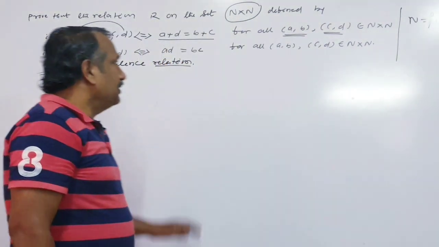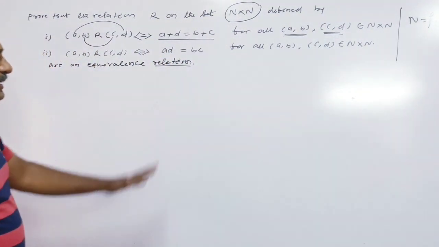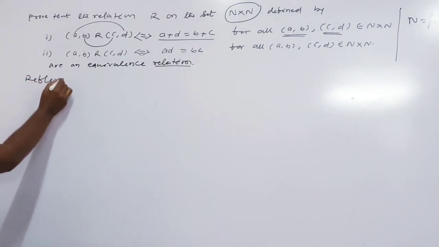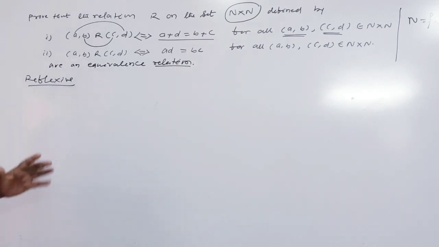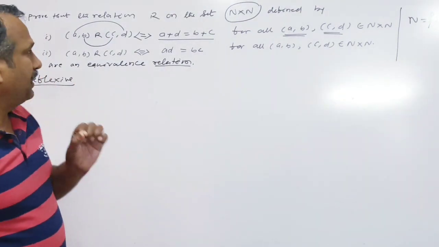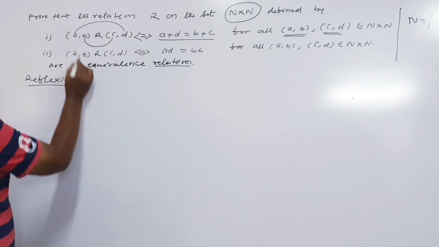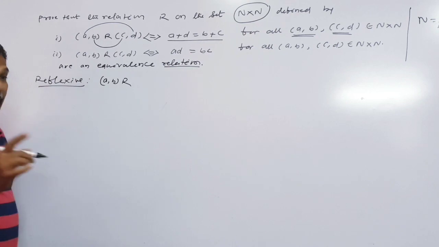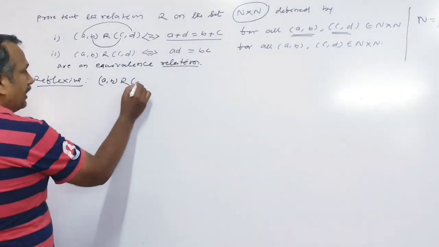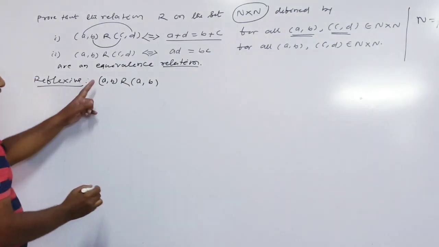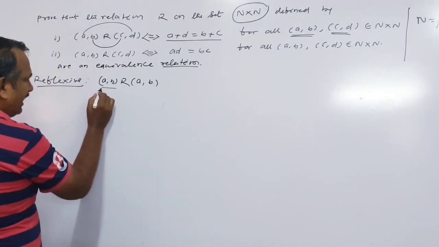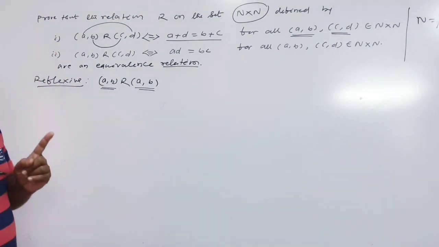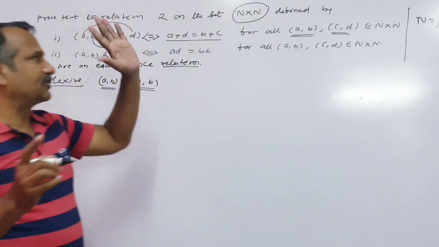So already we know, we have discussed three to four examples of the equivalence relation: reflexive, symmetric, and transitive. Now first is reflexive. What is reflexive? A is related to A. A is related to A means here (A, B) is related to (A, B). Suppose this is a. A is related to A for every a element of set A. Here N cross N.